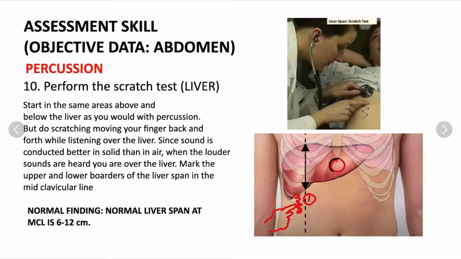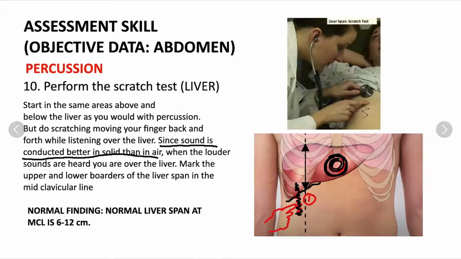Let me just change the ink color. Your stethoscope would be placed here just below the sternal area. So this test says that upon scratching and moving your finger upward, so you're doing a scratching motion upward, you would be able to locate your liver. And since sound is conducted better in solid than in air, and we all know that the liver is a big chunk of organ in the body, you would be hearing sounds more when the scratching reaches the borderline of your liver.